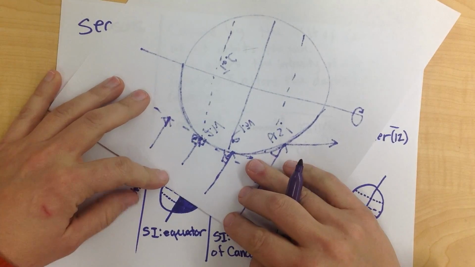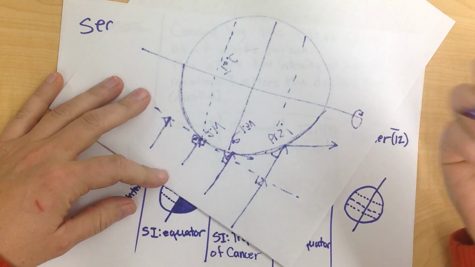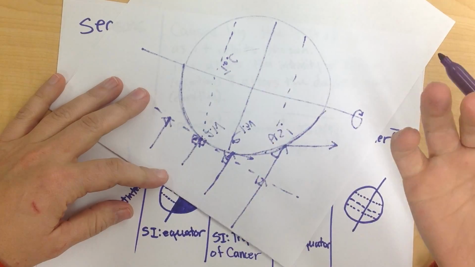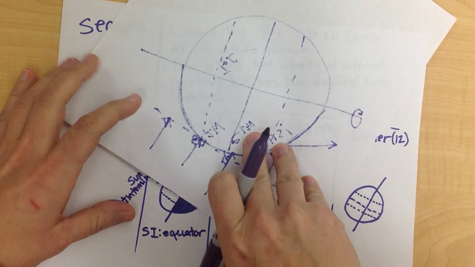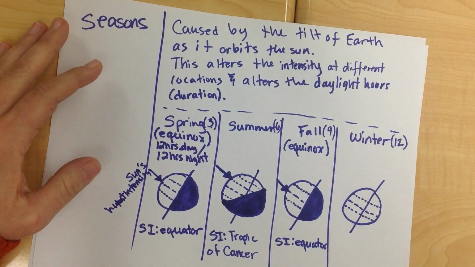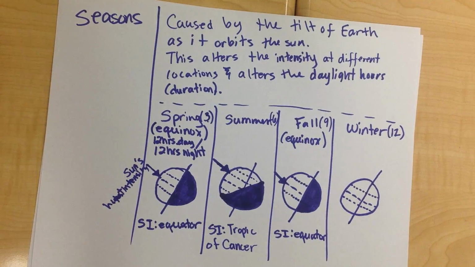And if you put it here, it's equal. So that would be an equinox. It's either going to be fall or spring. And without more information, you're not going to know. You just have to choose fall or spring. Okay.